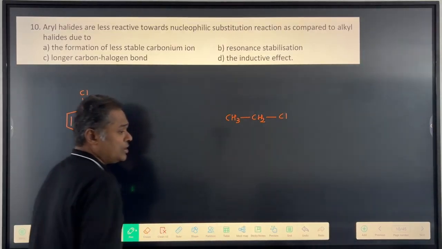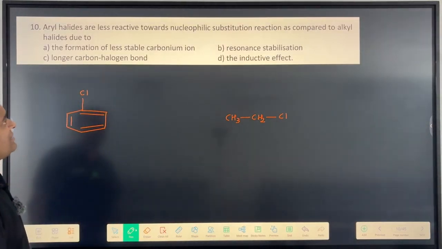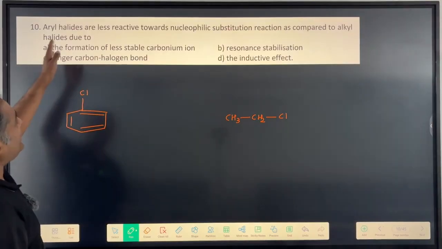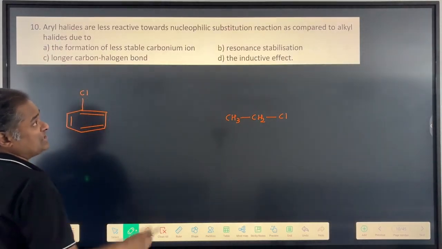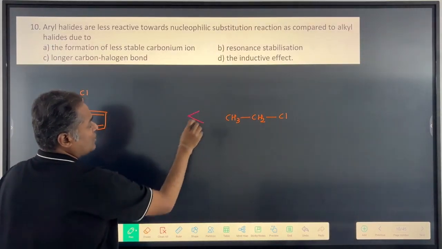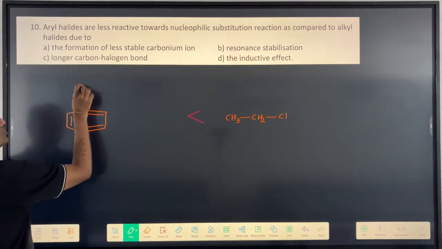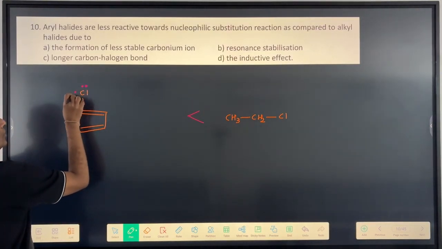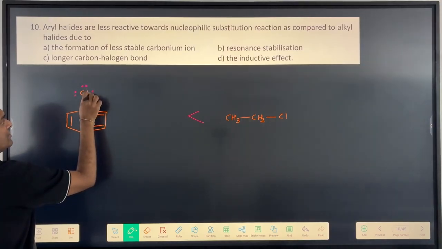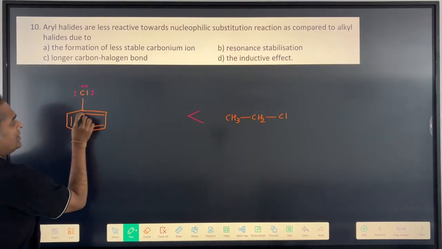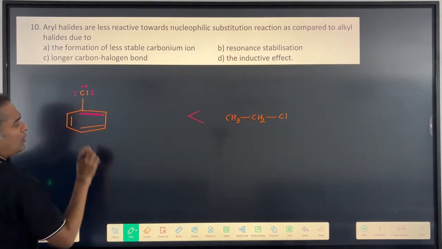Now, the question is what? Out of these two, which one is more reactive? As they are telling that aryl halides are less reactive, that means the more reactive one is this one. But now, the question is why? The answer is, child, in case of aryl halide, does your chlorine contain a lone pair, and is the lone pair in conjugation with the pi bond?